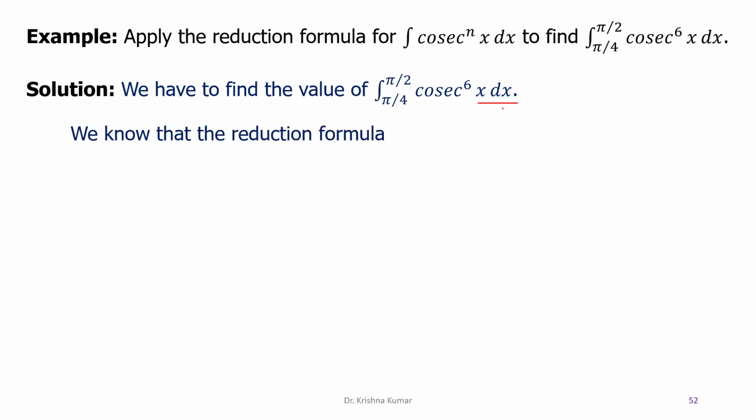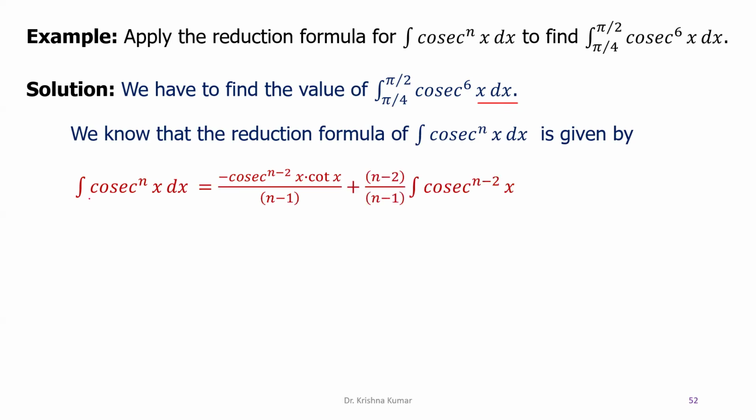We know that the reduction formula of integration of cosec to the power n x dx is given by: integration of cosec to the power n x dx is equal to minus cosec to the power n minus 2 x into cot x upon n minus 1, plus n minus 2 upon n minus 1 integration of cosec to the power n minus 2 x dx. Now, this reduction formula is for the indefinite integral.